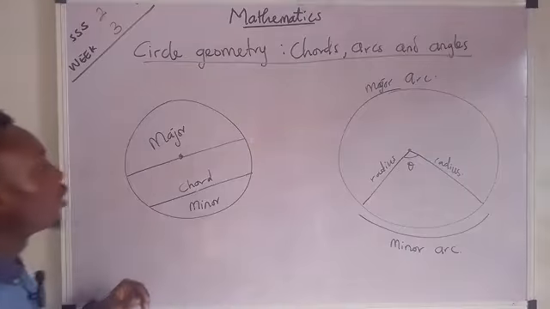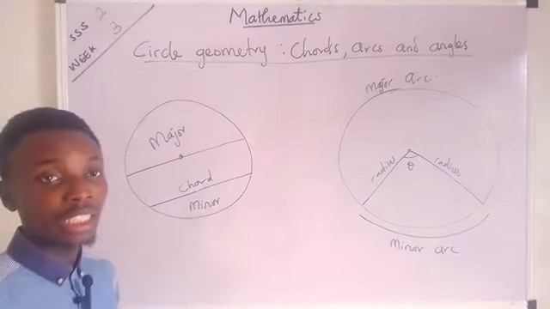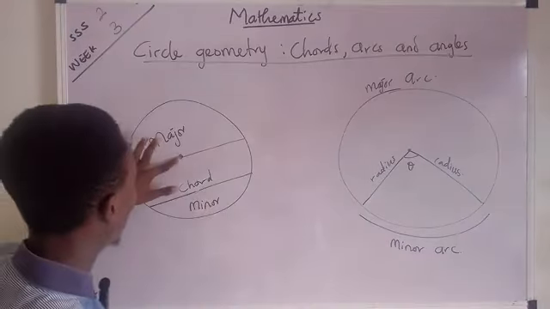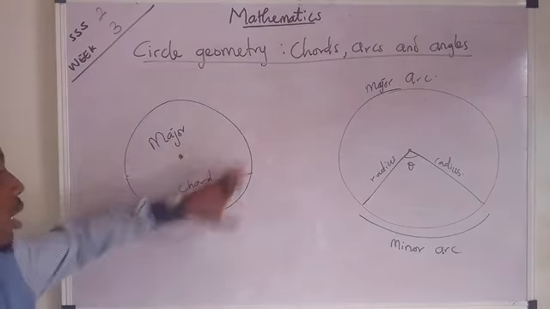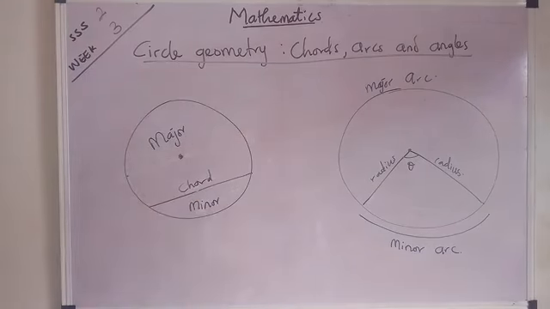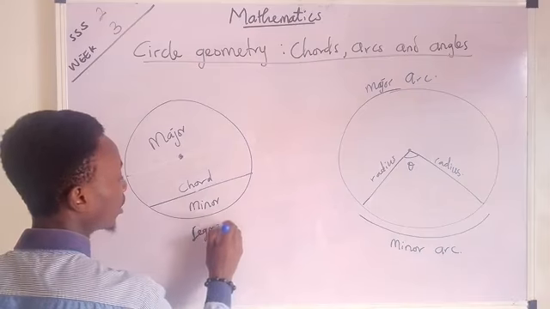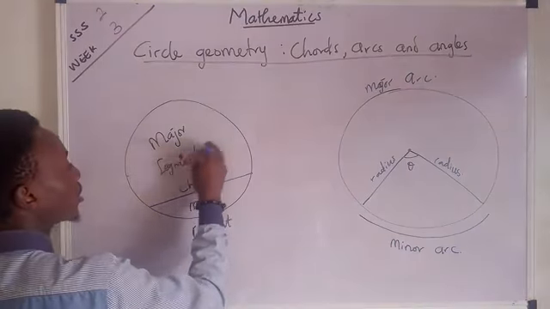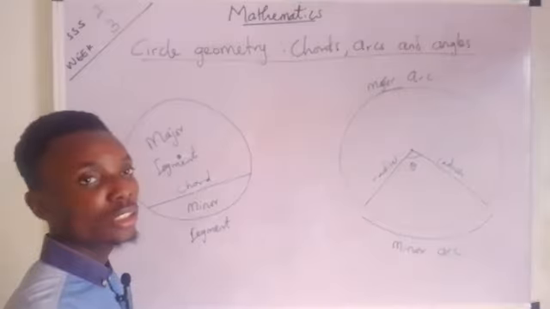Now, your diameter divides your circle into 2 equal halves, like I said, 2 semicircles. But if you have your chord like this, it divides your circle into 2 segments. So you have your minor segment and your major what? Segment. Are you getting me? Yeah.